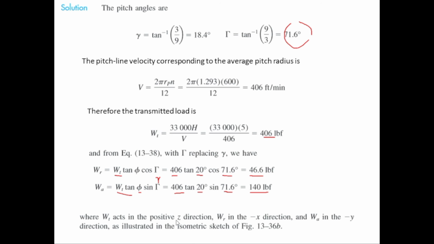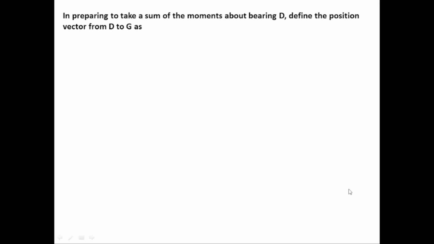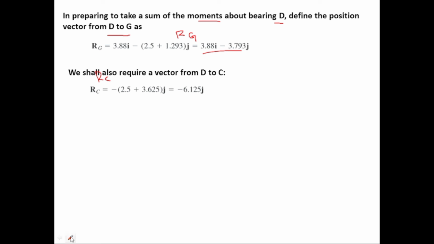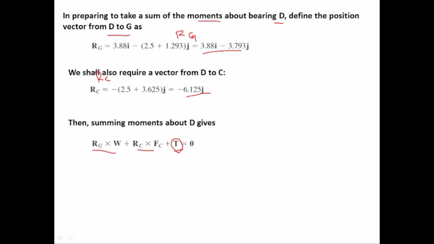Wt was in positive z direction, Wr was in negative x direction, and Wa was in negative y direction. For taking the moment at the point D, we have already obtained the position vector of dg, which was represented by rg, which is equal to this. Similarly, we have also calculated the position vector of rc, which is this.